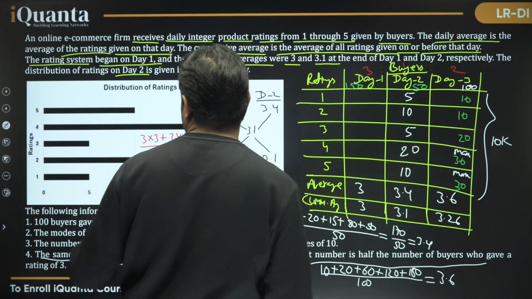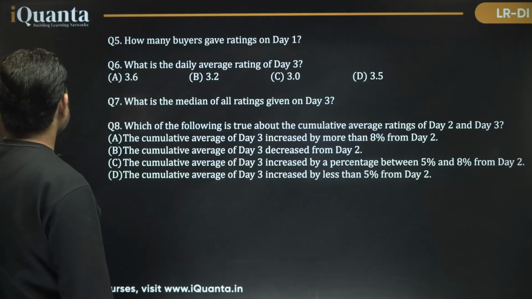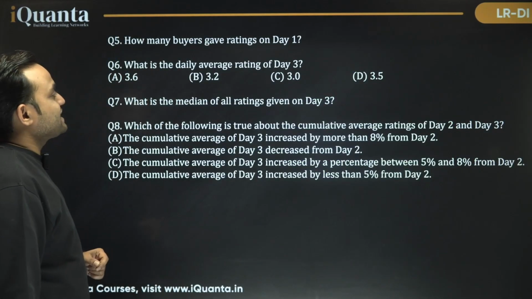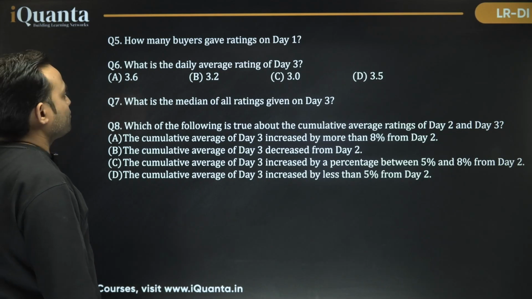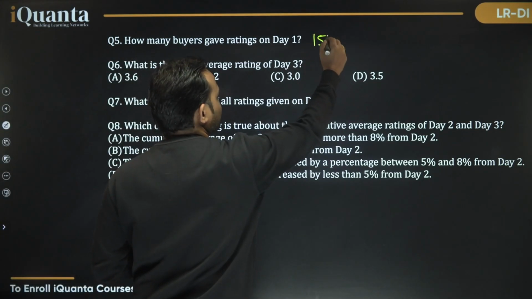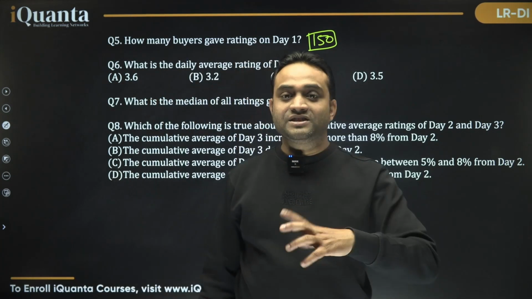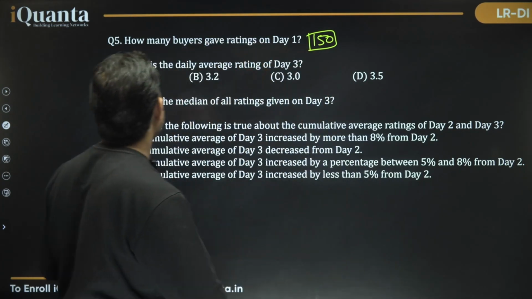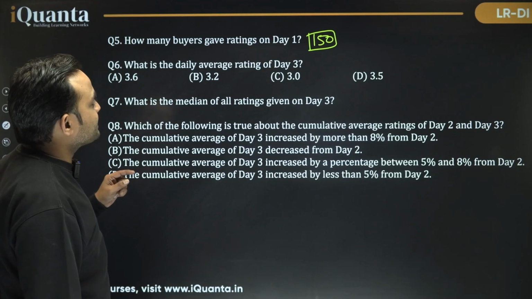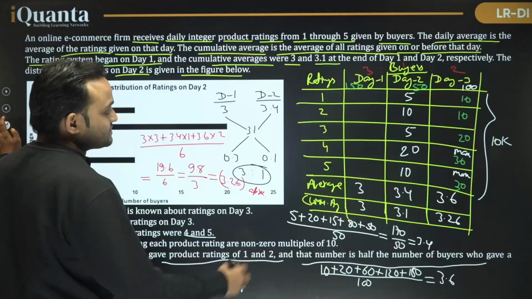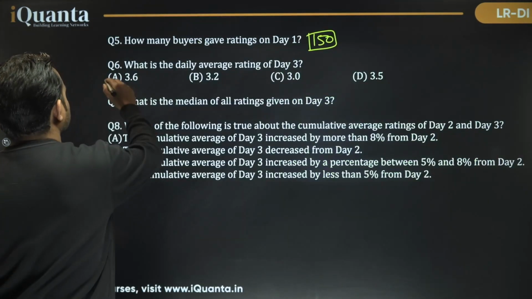Now, let's try to solve the questions. How many buyers gave rating on day 1? So we know this, right? 150 buyers. The ratio of the number of buyers is 3:1 on day 1 and day 2. What is the daily average rating on day 3? That is 3.6. Option A.